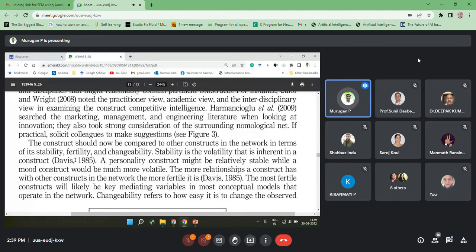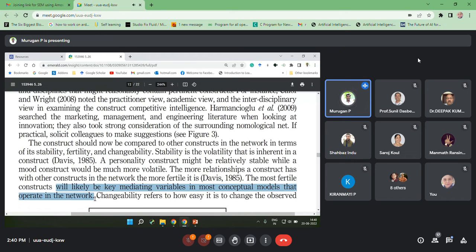The construct should now be compared to other constructs in the network in terms of its stability, fertility, and changeability. Stability is the volatility that is inherent in a construct. A personality construct might be relatively stable, while a mood construct would be much more volatile because our mood may be affected by several micro and macro environmental factors, right? The more relationships a construct has with other constructs in the network, the more fertile it is. The most fertile constructs will likely be key mediating variables in most conceptual models that operate in the network. This is the statement I would like to highlight here. Are you getting my point?